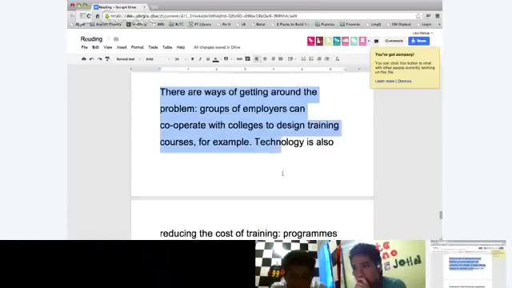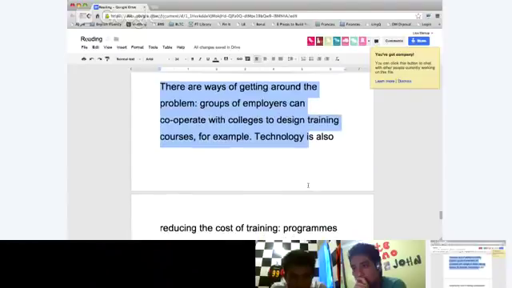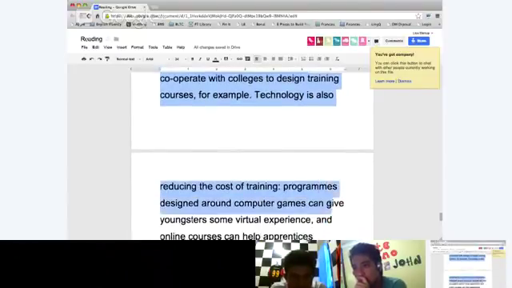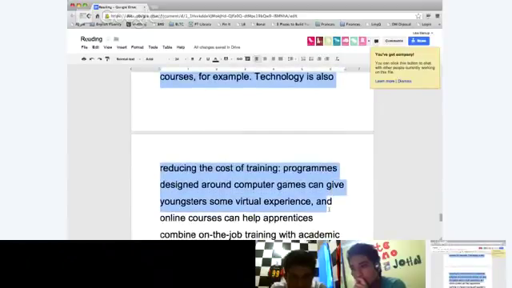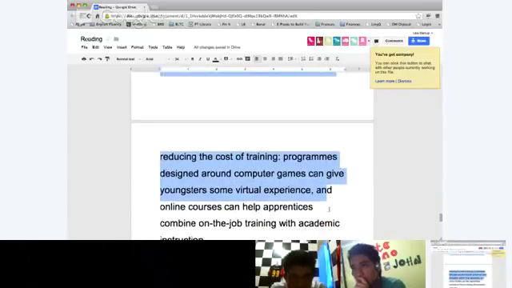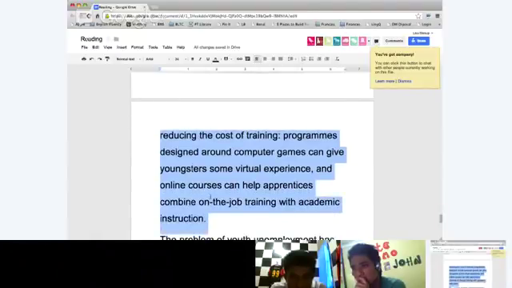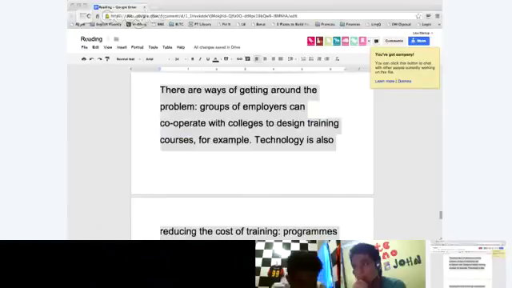There are ways of getting around the problem. Groups of employers can cooperate with colleges to design training courses, for example. Technology is also reducing the cost of training. Programs designed around computer games can give youngsters some virtual experience, and online courses can help apprentices combine on-the-job training with academic instruction.